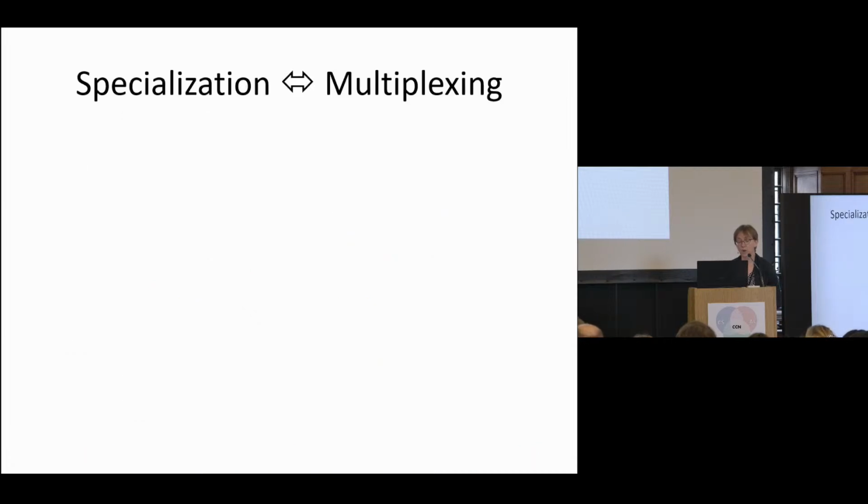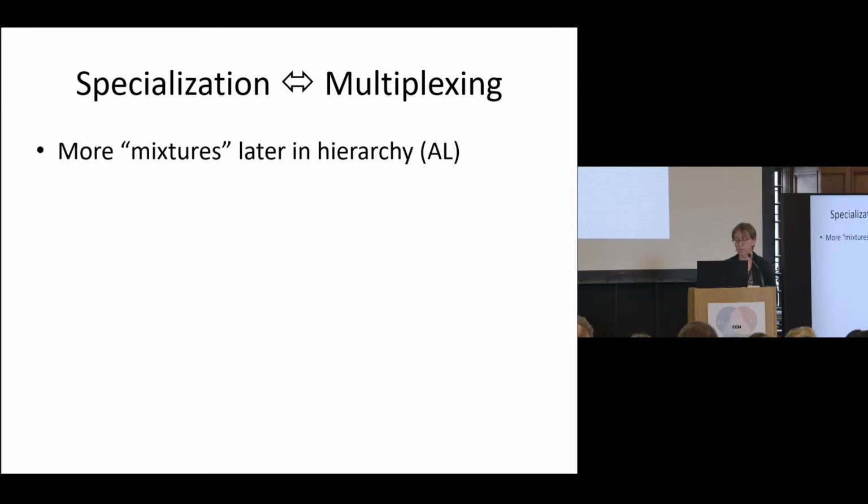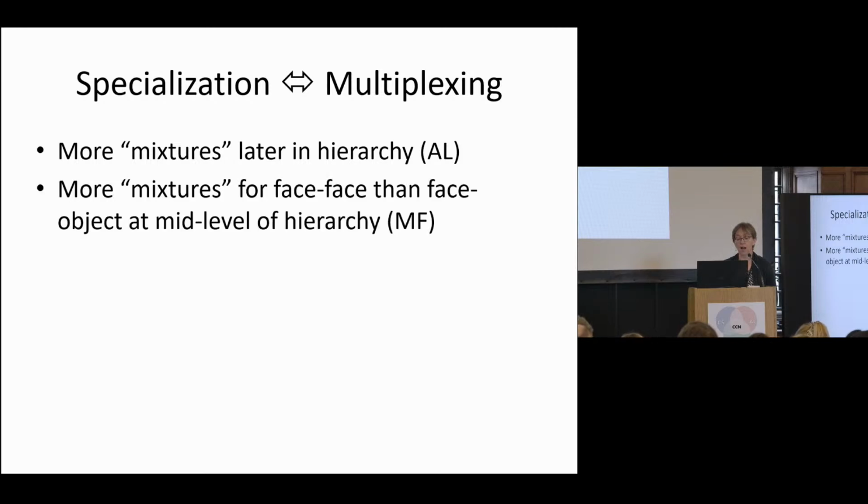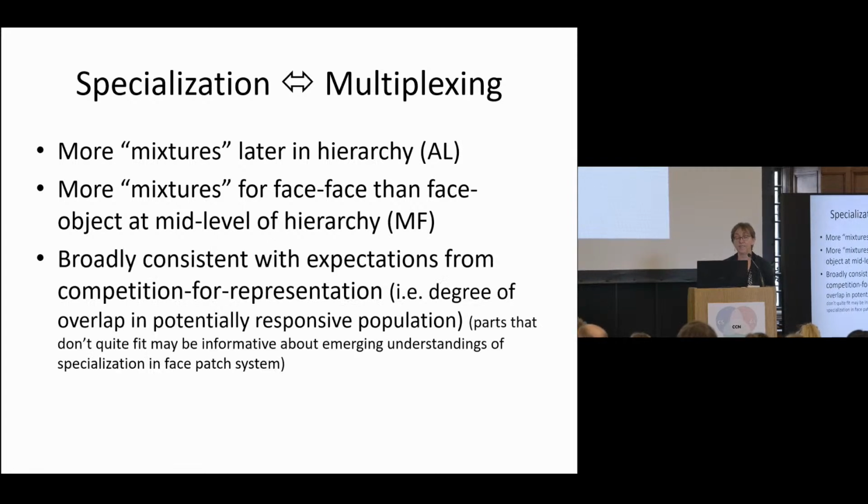So to summarize this part, there is an interplay between specialization and this form of evidence for multiplexing. We do see more mixtures later in the hierarchy, but at a mid-range of the hierarchy, we see more mixtures for face-face than face-object pairs. This is broadly consistent with expectations from competition for representation. In other words, the degree of overlap in the potentially responsive population, and the parts that don't quite fit with this may, I think, be informative about our emerging understanding of the hierarchy of the face patch system.